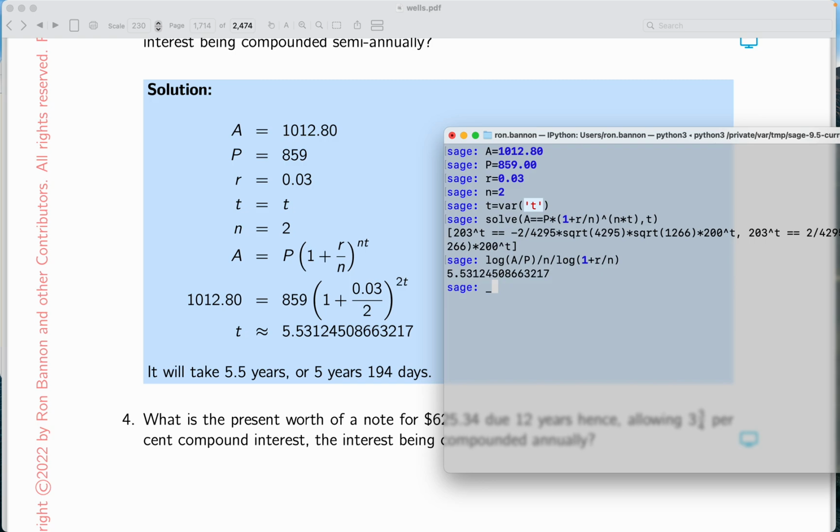That's the number. So remember what this underscore means. It means the output of the prior input. And then I'm going to subtract 5 from it, and that's going to be the fractional part. So I got the fractional part. Then I'm going to take that, again, this underscore means the output of the prior input, and multiply it by 365 days, the number of days in a typical year. What do you get? 194 days. That's why I wrote this down over here. I would prefer to say 5 years, 194 days.